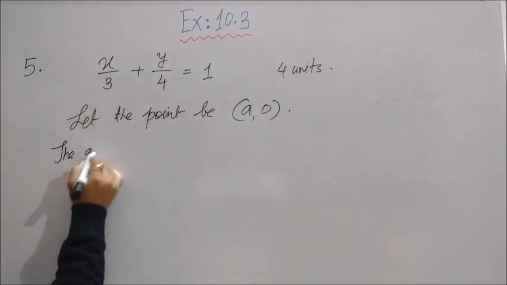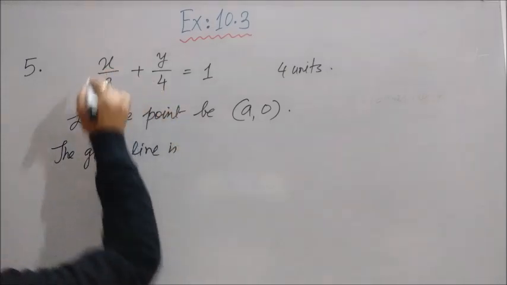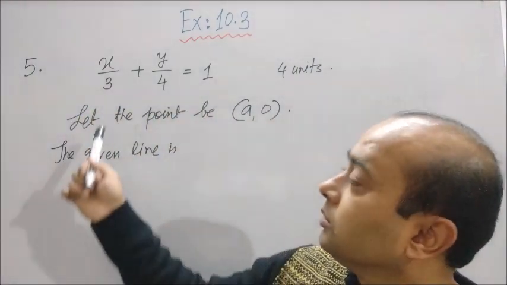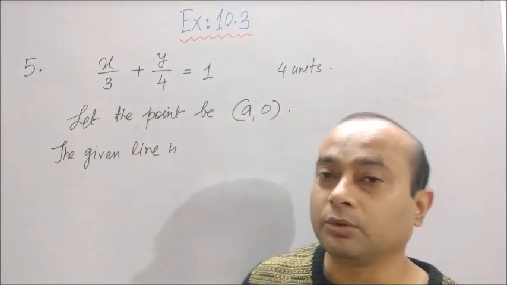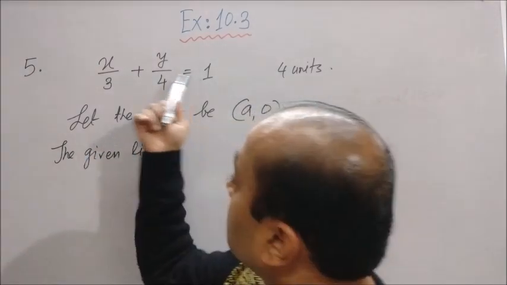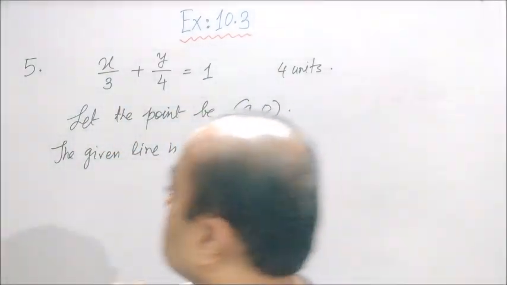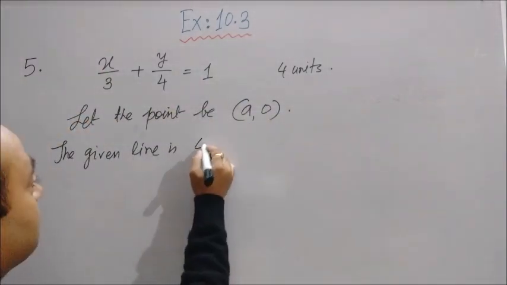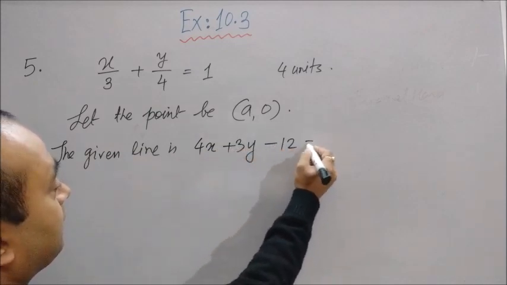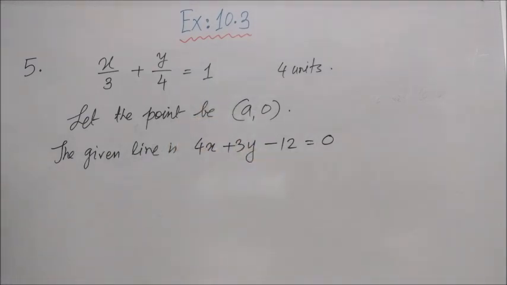The given line is, if we want to write it in the standard form, the shortest method is to take the LCM of 3 and 4. What is the LCM of 3 and 4? It is 12, right? So multiply the whole equation by 12. So 4x plus 3y equal to 12. So I'll write down the given line as 4x plus 3y minus 12 equal to 0, where I have brought 12 to the left side.